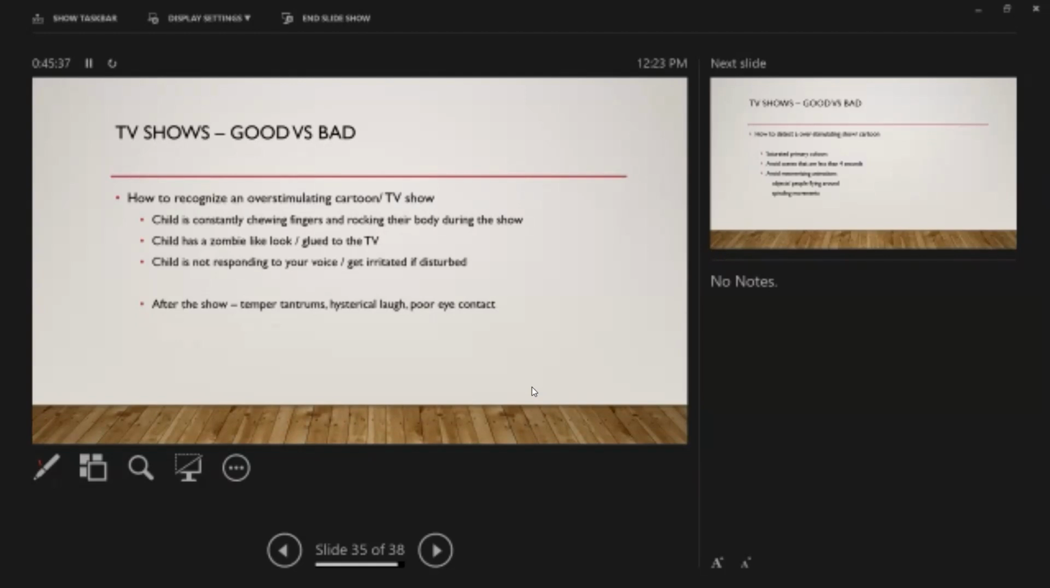If a child is constantly chewing fingers and rocking their body, some children are like this, that is a high-paced show, not very good for the child, right? They should be relaxed and watching. Sometimes the child is so glued to the TV, they are in a zombie state. When the mother is calling, the child will not answer because they can't take their eyes off the screen, which is moving so fast they are afraid they will miss something. So they just look at it like a zombie. That's not good. The child is not responding to your voice or gets irritated if disturbed.